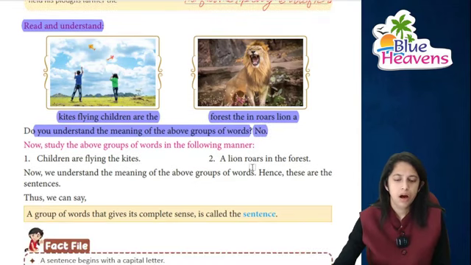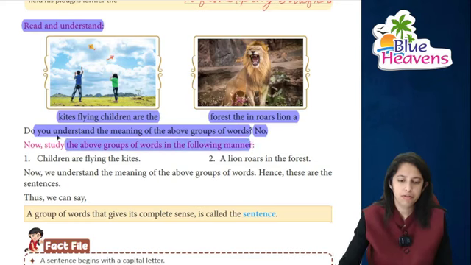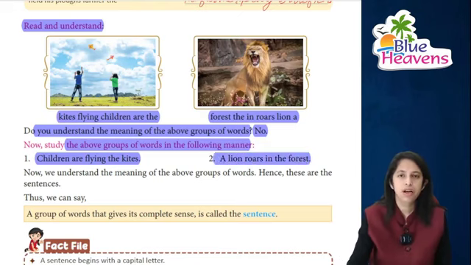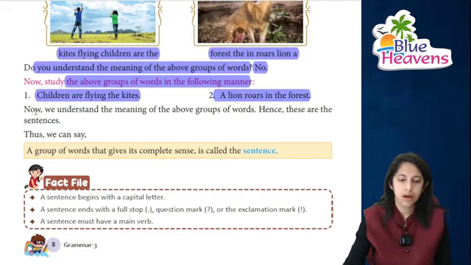Right. Now we will be studying the above group of words in the following manner. First is that children are flying the kites. Children जो हैं वो kite उड़ा रहे हैं. A lion roars in the forest. और lion क्या कर रहा है? Roar कर रहा है forest में. Now we understand the meaning of the above group of words.